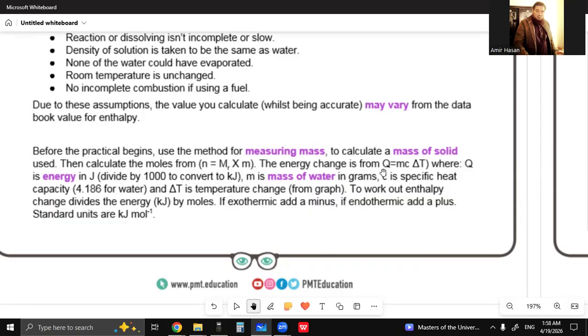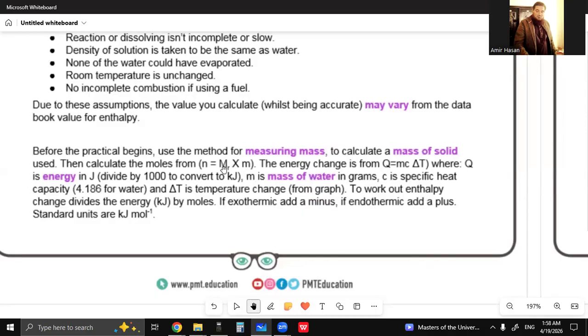The energy change Q we calculate with the formula: mass, specific heat capacity and change in temperature. Energy is in joules, so divide by 1000 to convert to kilojoules. The mass is that of the water. First we calculate the mass, then we calculate the number of moles with the formula, and then we calculate the energy change.